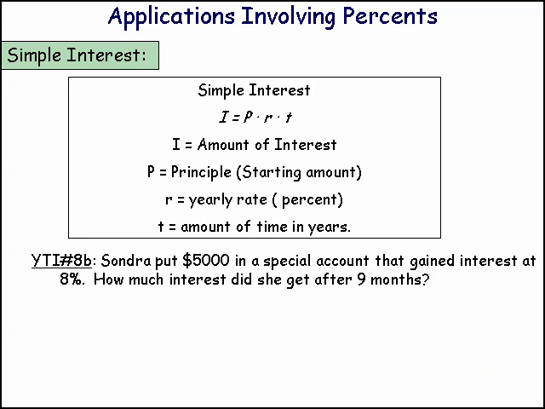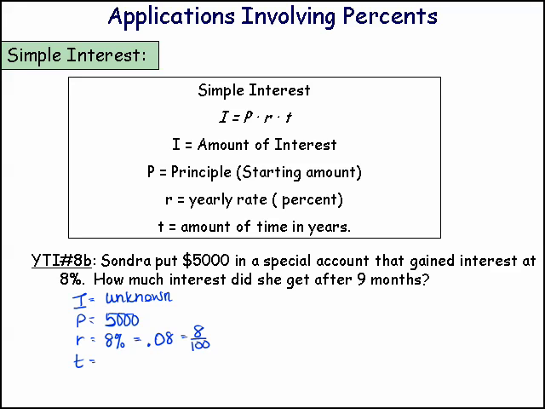You try it, number 8B. Okay, Sandra put $5,000 in a special account that gained interest at 8%. How much interest did she get after 9 months? I, P, R, and T. Let's look at all of these. Interest is what's unknown. That's what we're calculating. Okay, principal is $5,000. The rate, 8%. How do I write it? That is the same as 0.08, or 8 over 100. Any of those can be used.